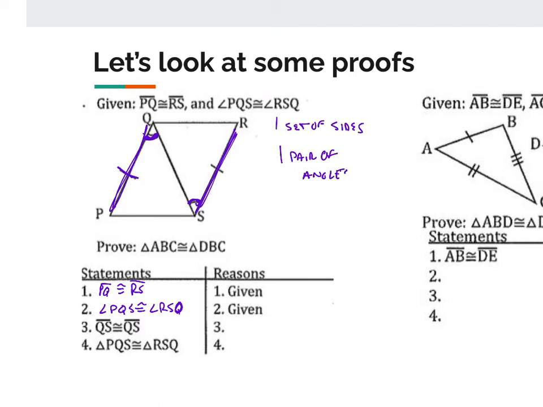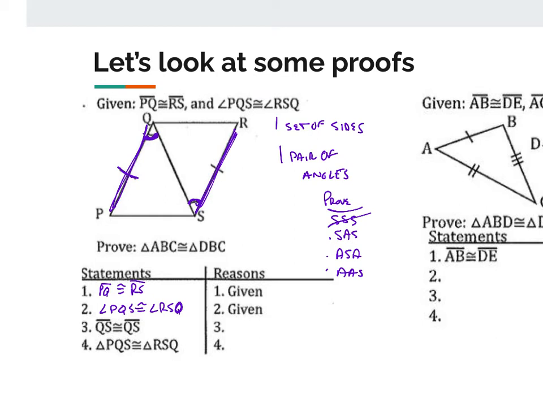So now if I think about ways to prove things, I've got side-angle-side, angle-side-angle, and angle-angle-side. These are my ways to prove. I've got one set of sides, one pair of angles. So that eliminates side-side-side. I'm looking for one of these three situations.